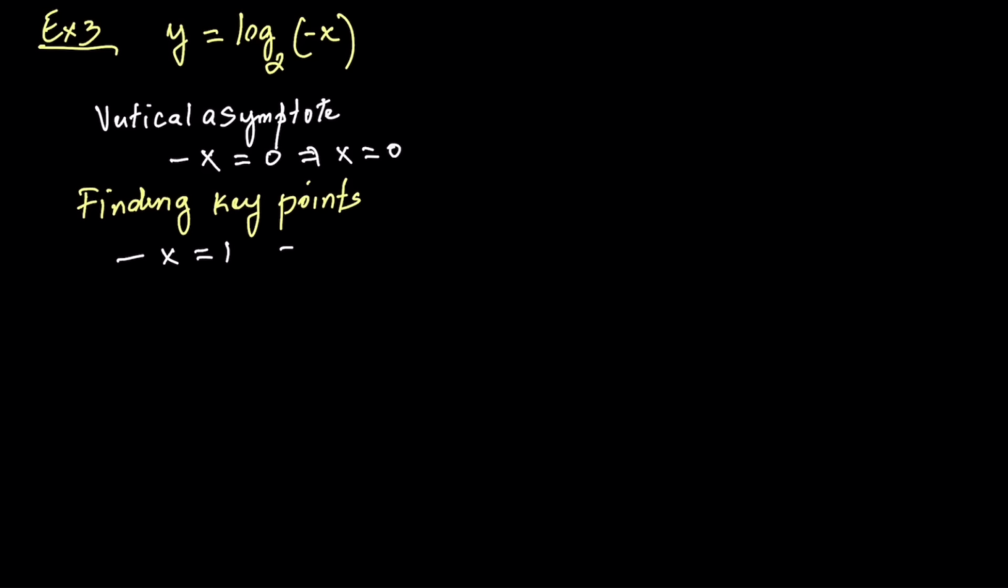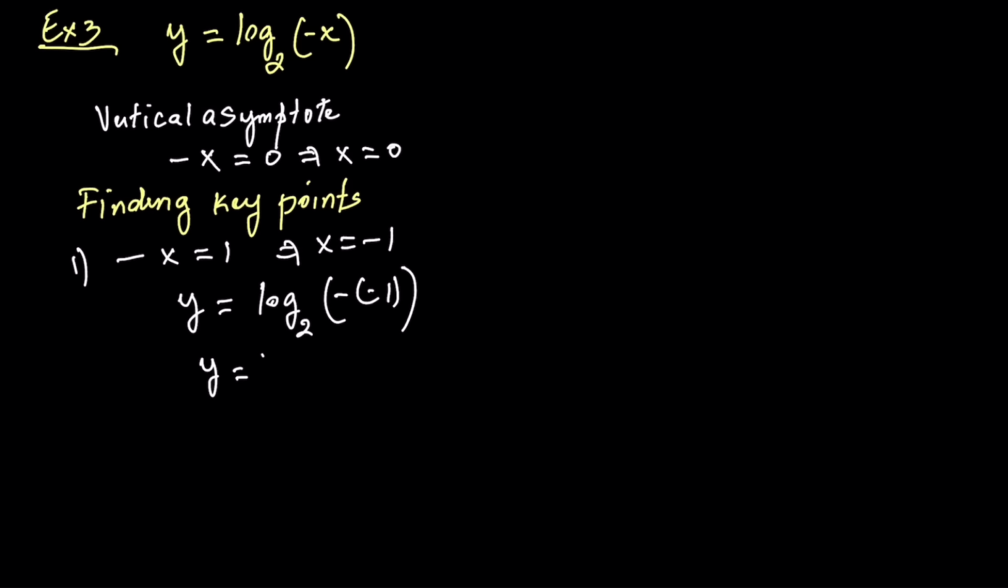Finding key points. First key point. When the argument equals 1, we set the argument equal to 1, negative x equals 1. Therefore, x equals negative 1. Now we substitute x equals negative 1 into the function. y equals log base 2 of negative negative 1. y equals log base 2 of 1. y equals 0. Our first key point is (-1, 0).